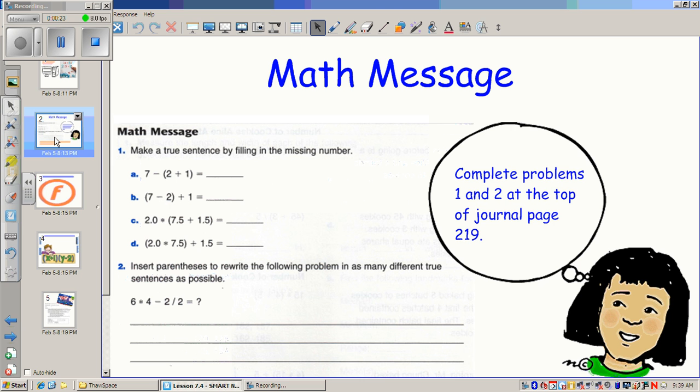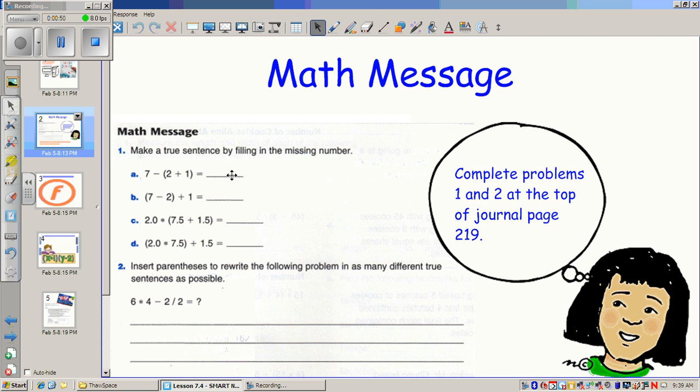Let's get started. It says, make a true sentence by filling in the missing number. So again, we do parentheses first. 2 plus 1 is 3, right? So we have 7 minus 3, which would equal 4. Again, parentheses first, and B: 7 minus 2 is 5, 5 plus 1 is 6. I'd like you to try the other two, C and D, and bring those in.